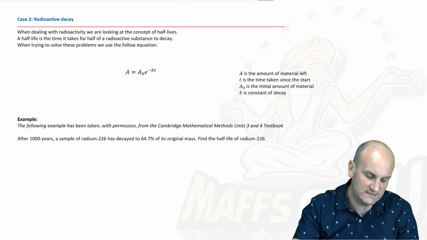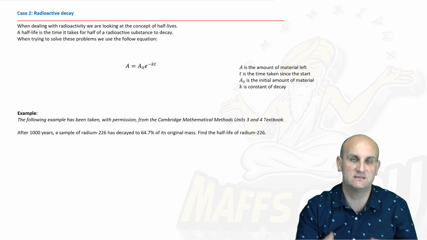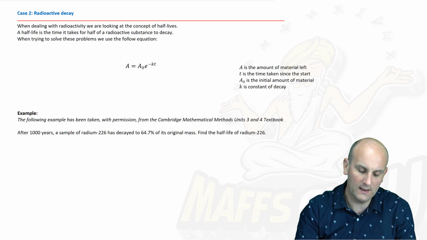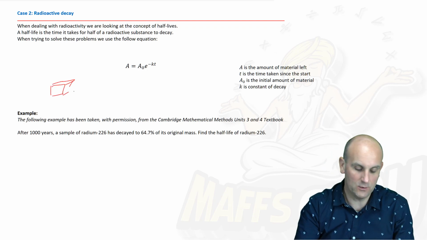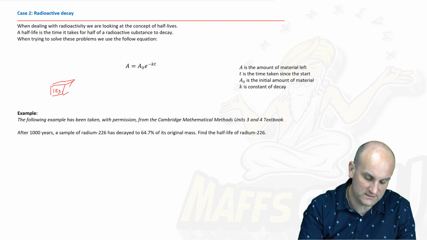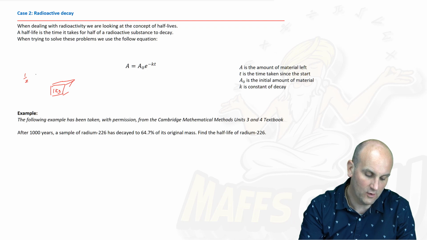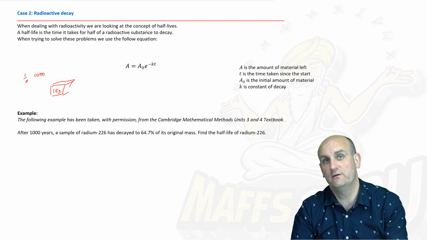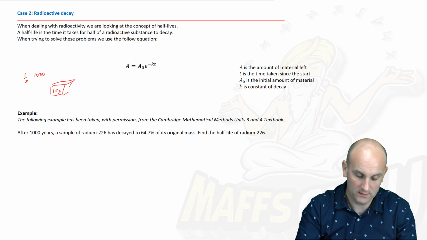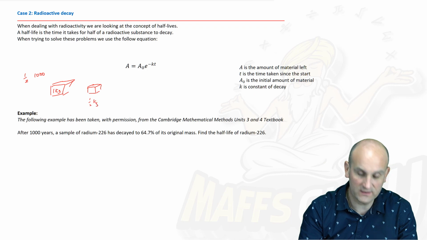Now we get radioactive decay. Now, radioactivity is obviously a science subject, but it's something you need to know about. And what is radioactive decay? Well, basically, we deal with things called half-lives in radioactivity. And so what that means is if you've got a block of material, which is 1 kilogram, and it's got a half-life of 1,000 years, it will take 1,000 years for half of that block to disappear. So after 1,000 years, we would effectively then have half a kilogram.